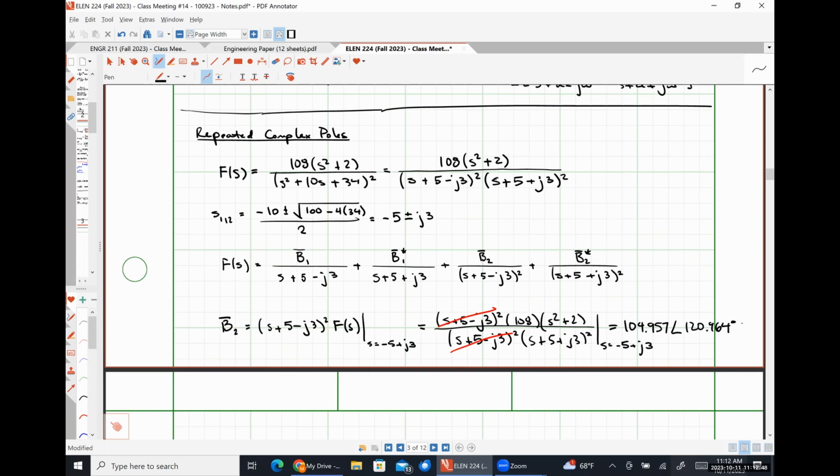So I'm choosing the s value that makes this part right here go to 0. So that's why I need a negative real part to cancel out this positive 5, and I need a positive imaginary part to cancel out this negative j3. Good question.